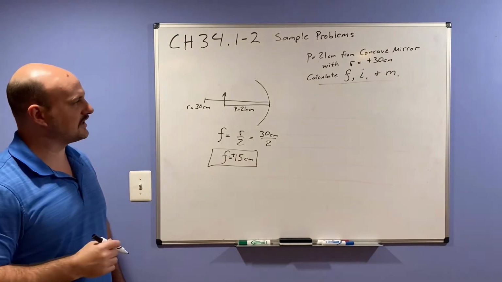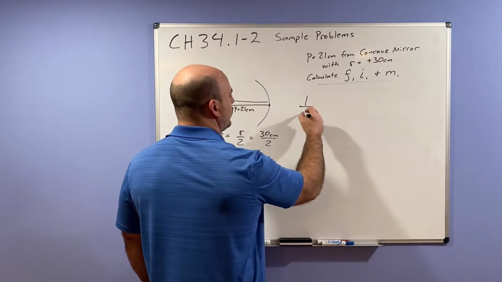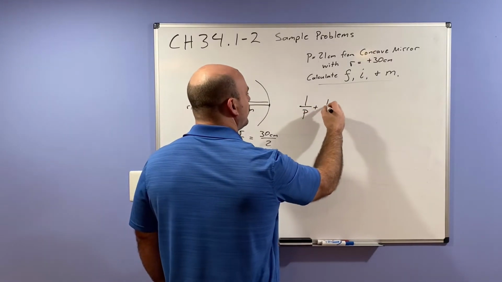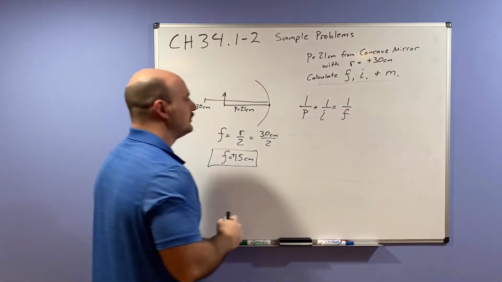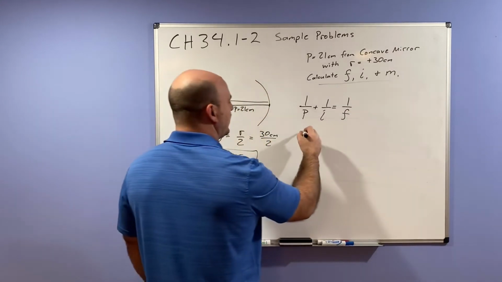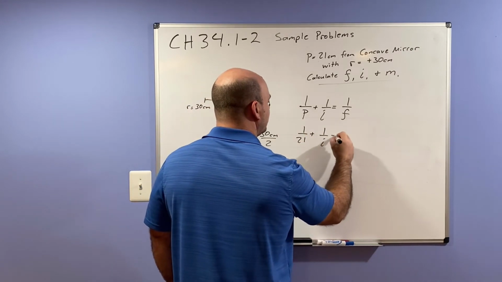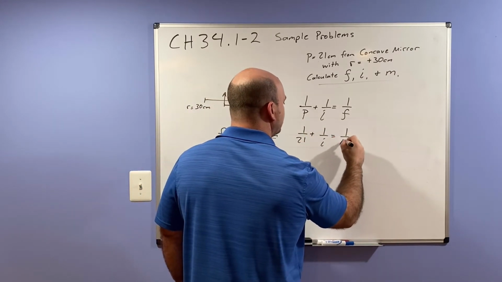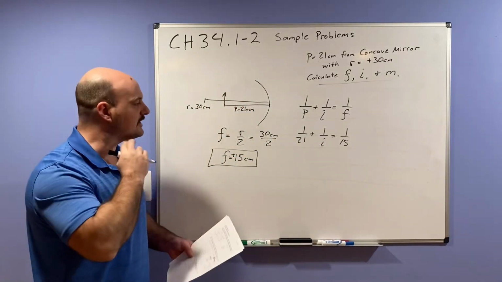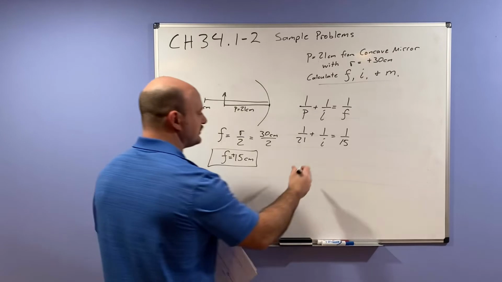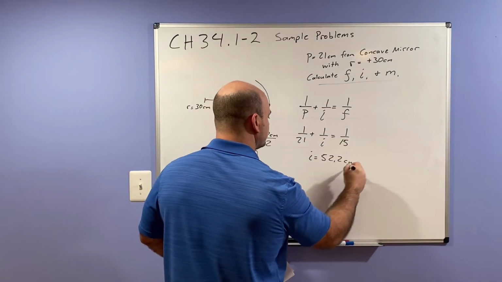Okay, the next thing it says is to calculate the image distance. Well, we know that 1 over P plus 1 over I is equal to 1 over F. So let's plug those values in. I have 1 over 21 plus 1 over I is equal to 1 over 15. This is all in centimeters. When I plug those numbers in, I get an image distance of 52.2 centimeters.